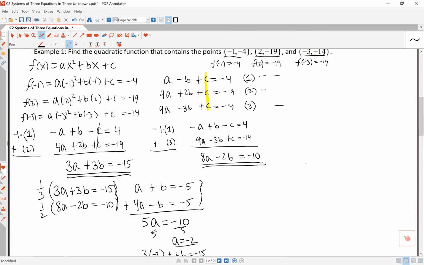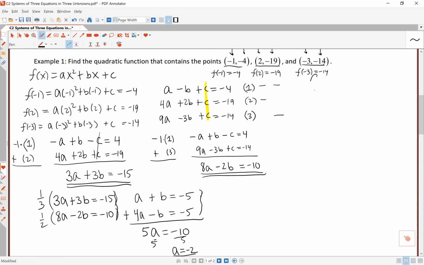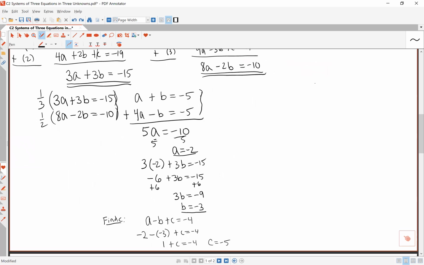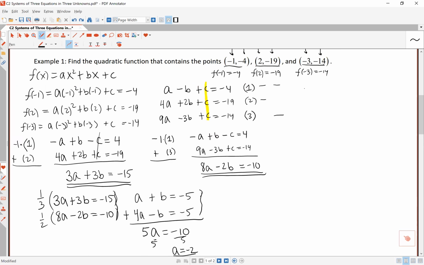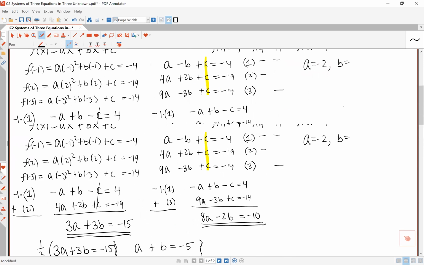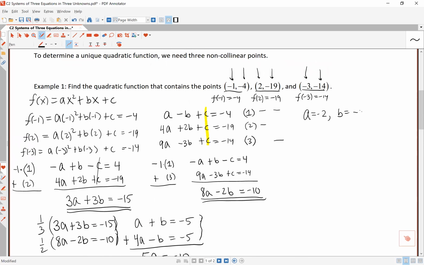Okay, so let's write these down. We've got a equals -2, b equals -3, and c equals -5. So we place this back into our quadratic function. f of x is ax squared plus bx plus c. Now, I think that's the answer.